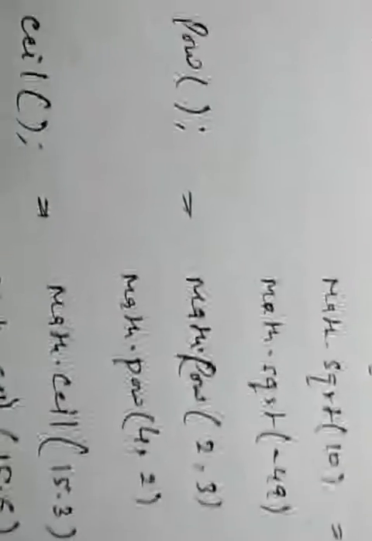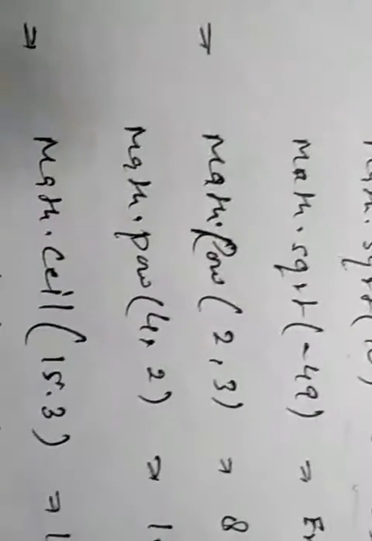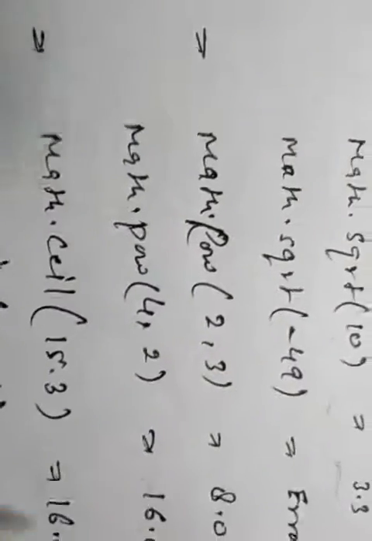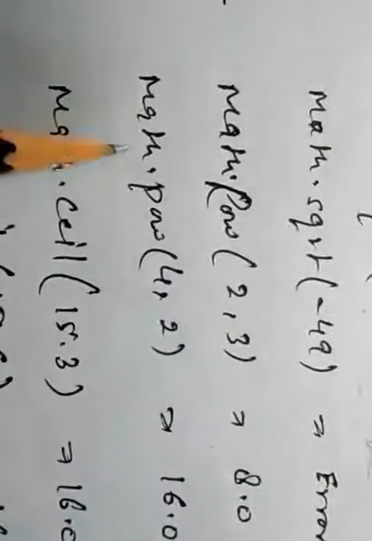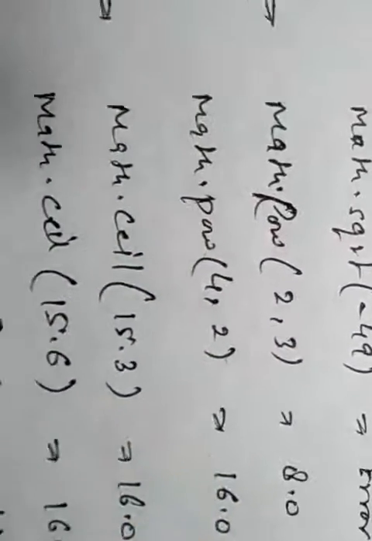Next function is pow, which is used to find the power of a number to another. So here we are finding 2 to the power of 3. This function will also return the answer in double. So the answer is 8.0. In case of Math.pow(4, 2), the answer is 16.0.